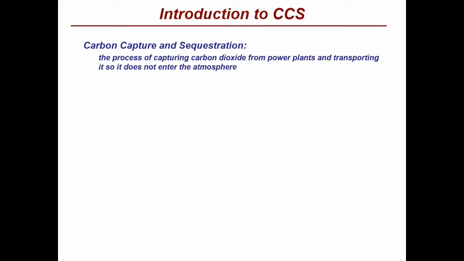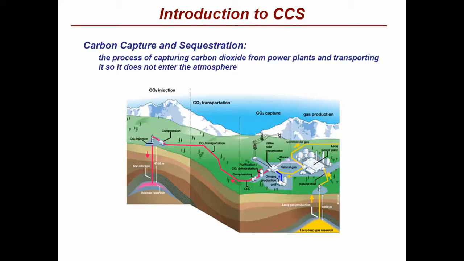Carbon capture and sequestration is the process of capturing carbon dioxide from power plants and transporting it so it does not enter the atmosphere. CCS serves as an avenue to subsidize fossil fuel emissions that directly impact the issue of global warming. And as you can see, current storage is primarily underground geological formations. Theoretically, CCS has the potential of reducing CO2 emissions by up to 90%.